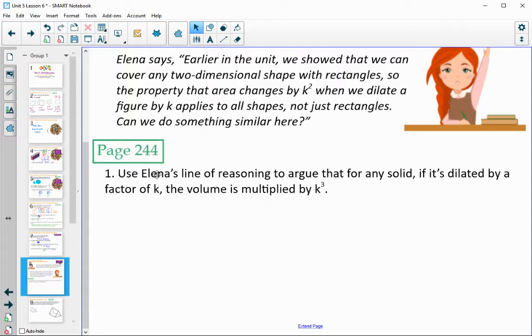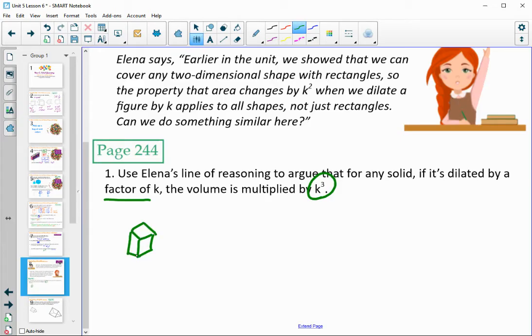So using Elena's line of reasoning, can we argue that for any solid, with a dilation of a scale factor of k, the volume would change by k cubed? So similarly, you should be able to fit little cubes into any structure, and you can just fit them to estimate the volume.